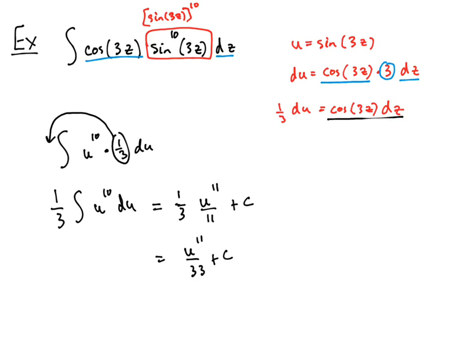And then we just need to make a substitution back in for u. So we end up with sine of 3z raised to the 11th, I'm going to write it right here, divided by 33 plus c.